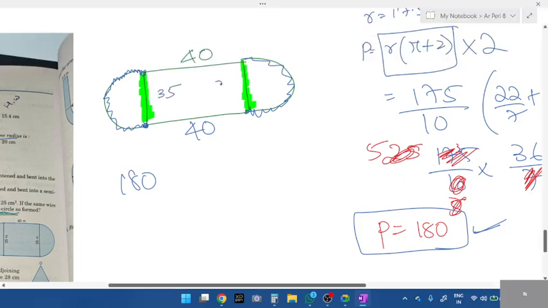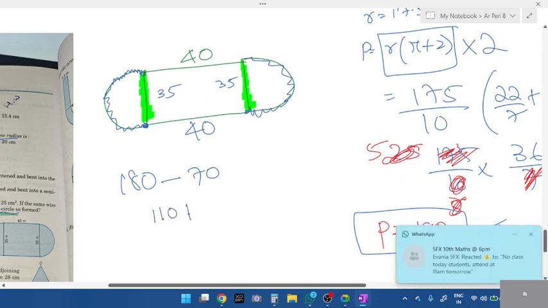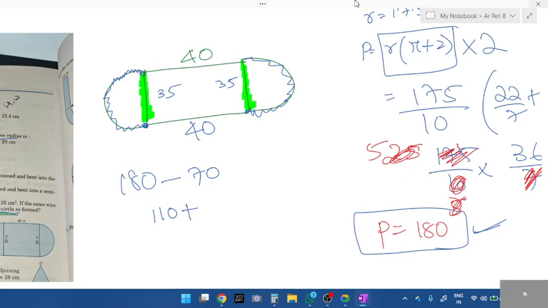Once you find 180, subtract these two lines. Each side is 35 and 35. So you have to subtract them. 180 minus 35 plus 35 is 70. What do you get? 180 minus 70, 110. 110 plus 80, is it 190? Is the answer 190? Okay, I'll tell you again. The answer is 190. Look here.